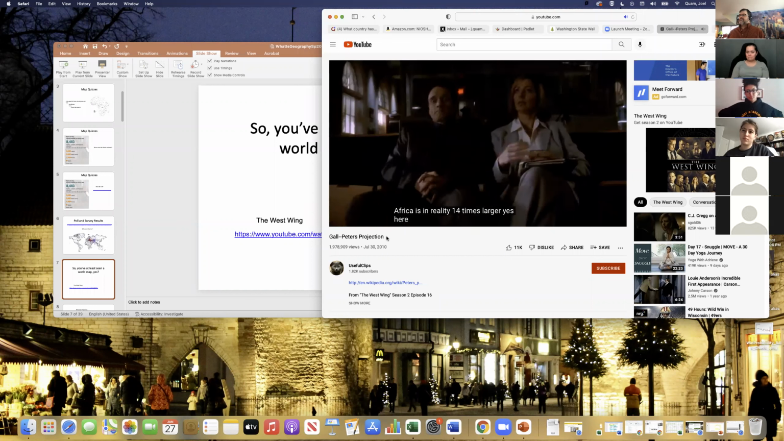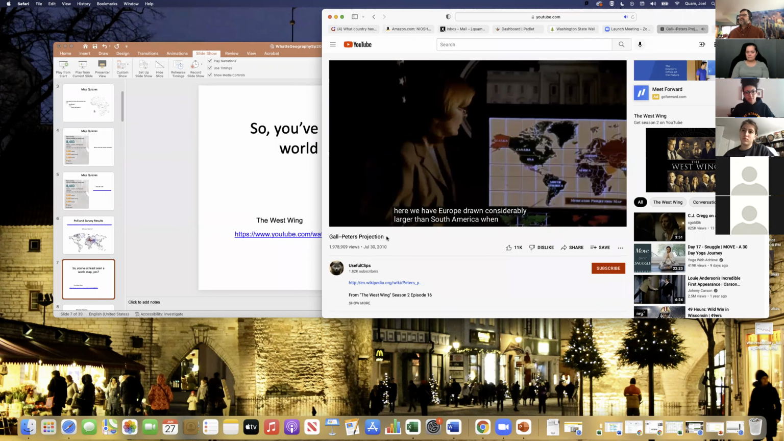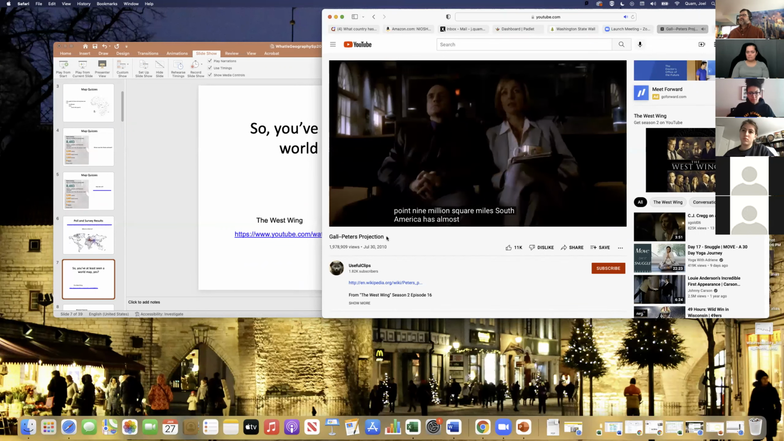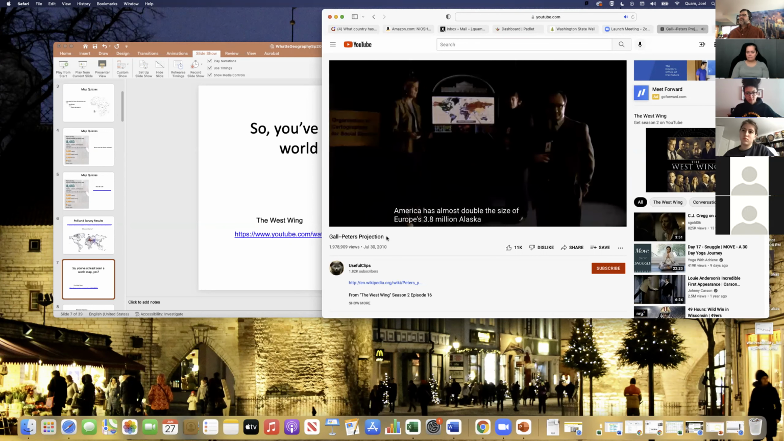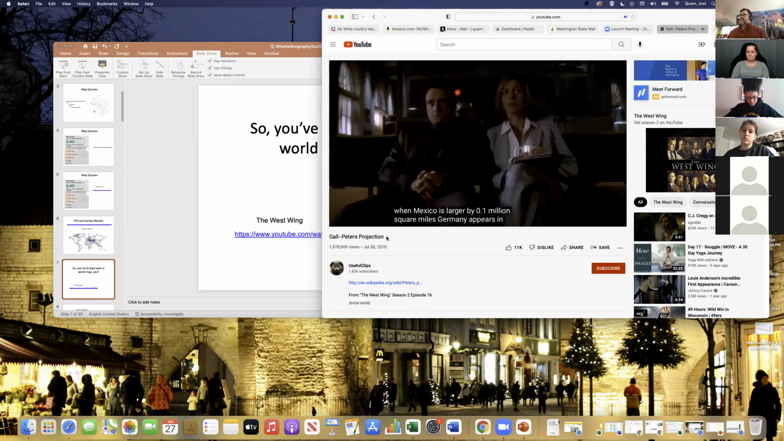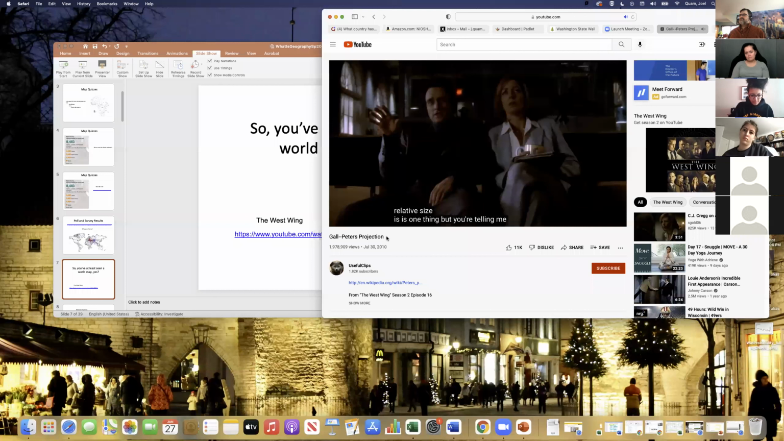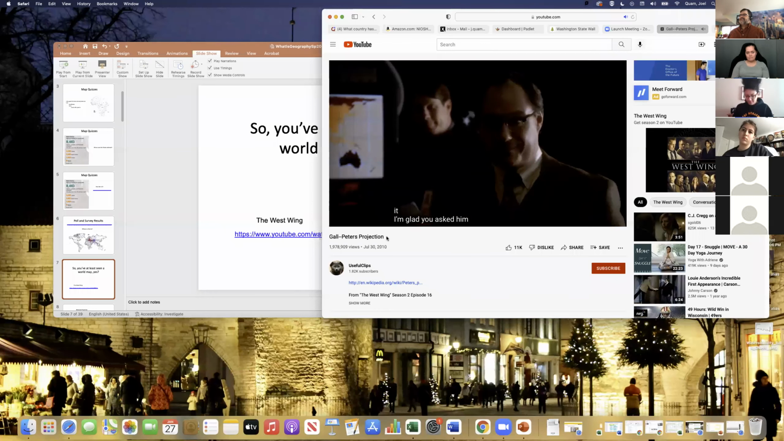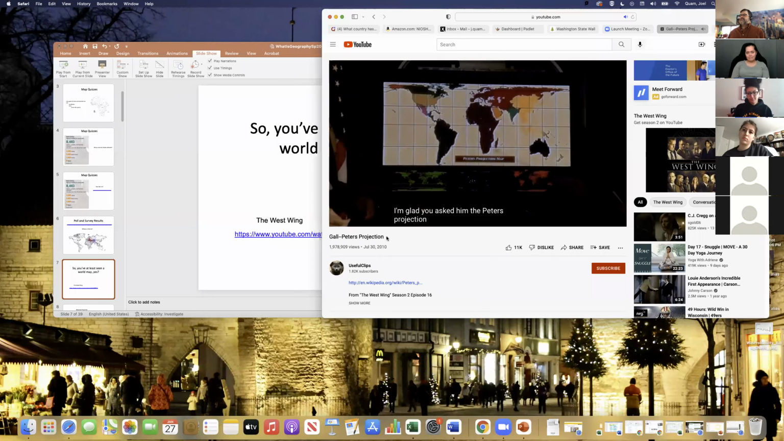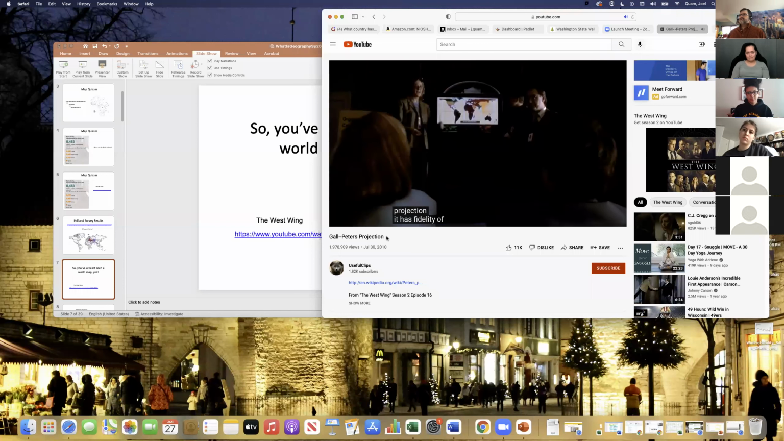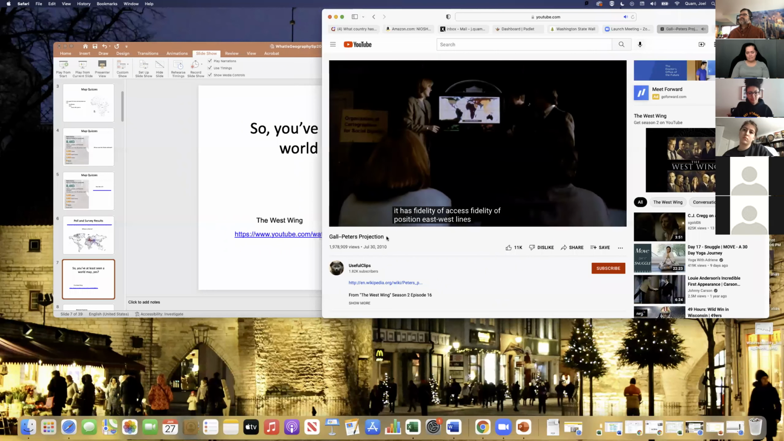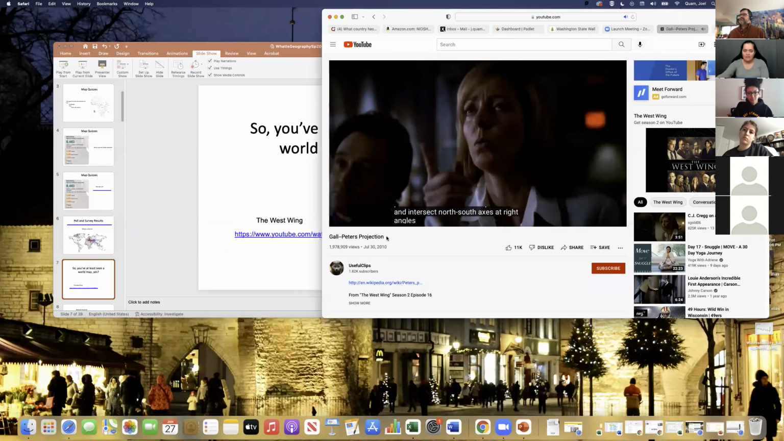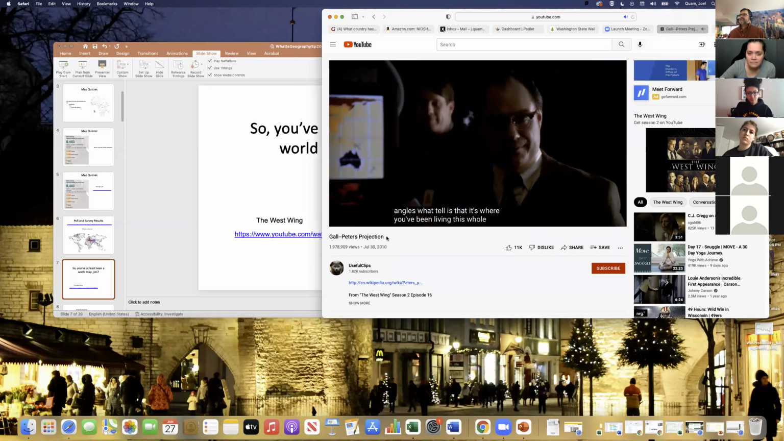Yes. Here we have Europe drawn considerably larger than South America. When it's 6.9 million square miles, South America is almost double the size of Europe's 3.8 million. Alaska appears three times as large as Mexico, when Mexico is larger by 0.1 million square miles. Germany appears in the middle of the map when it's in the northernmost quarter of the Earth. Wait. Relative size is one thing, but you're telling me that Germany isn't where we think it is? Nothing's where you think it is. Where is it? I'm glad you asked. The Peters projection. It has fidelity of axis. Fidelity of position. East-west lines are parallel and intersect north-south axes at right angles. What the hell is that? It's where you've been living this whole time.